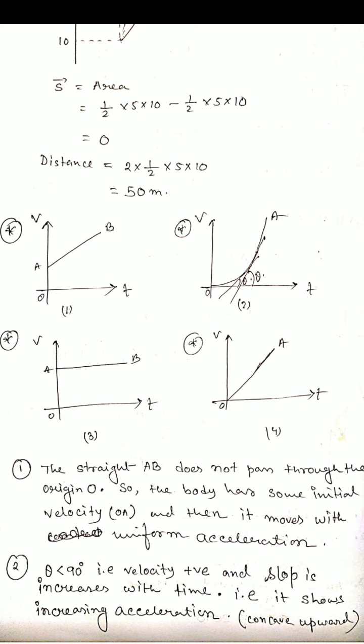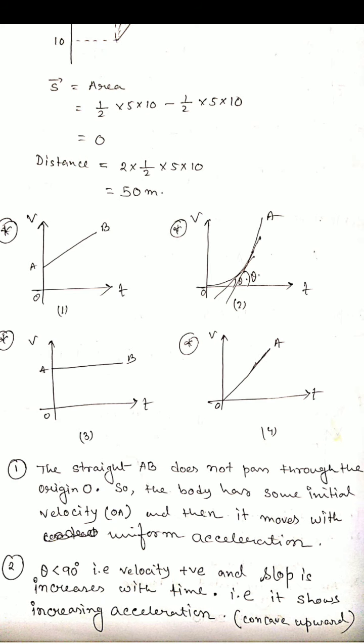With that initial velocity, first it moves towards A. Now from A to B, velocity is constant, so we can say that acceleration is also constant, uniform. It moves with a uniform acceleration. In figure 2, theta is less than 90 degrees, velocity is positive, and the slope also increases with time. That gives us an increasing positive acceleration, and in another way this nature is concave upward, and we know that in concave upward the nature of the acceleration is positive.